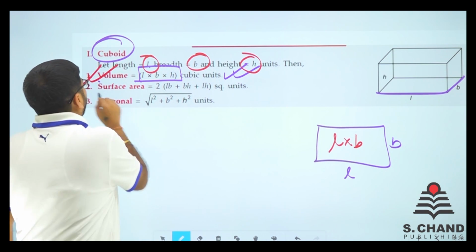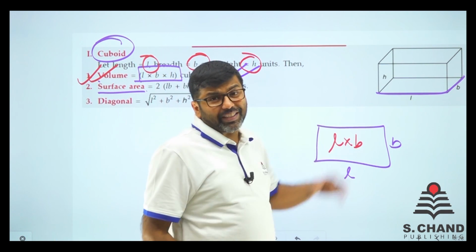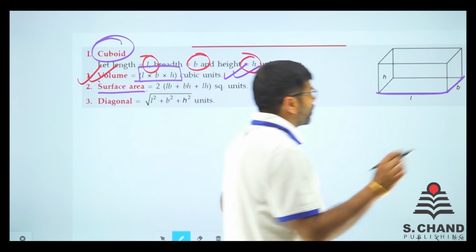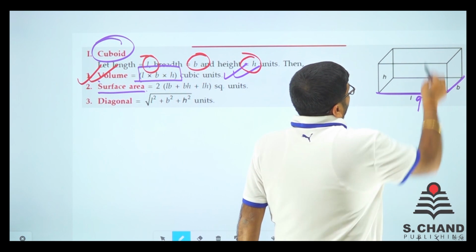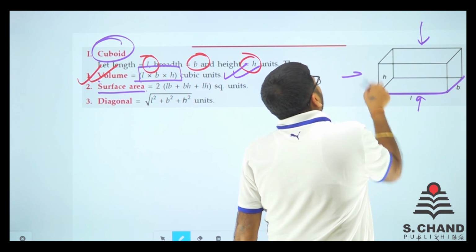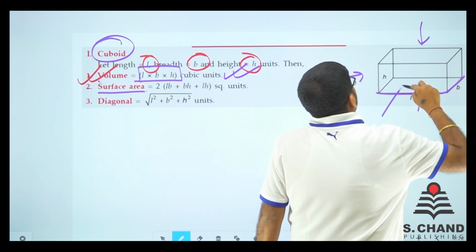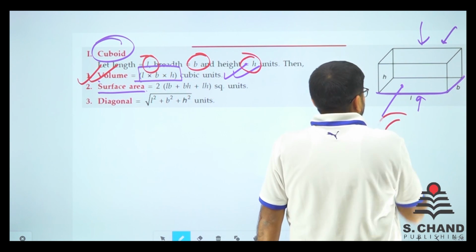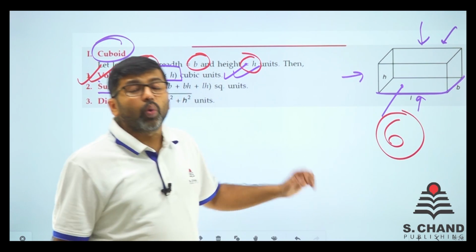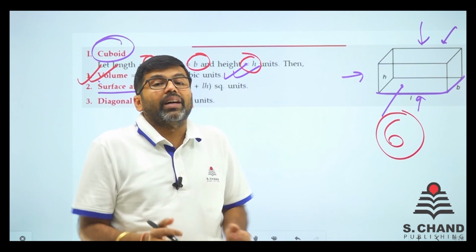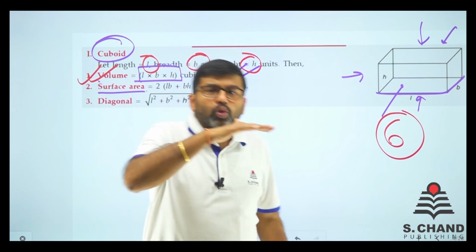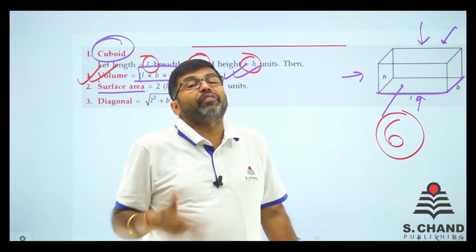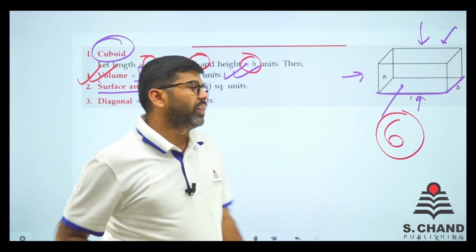Now surface area. How many surfaces do you find here? Just count them. One is the bottom, one is the top, one is the left, one is the right, one is the front, one is the back. So we have 1, 2, 3, 4, 5, 6, six areas, right? Total 6 surface areas. Surface area means the outer area of the surface that is formed, right? That is known as surface area.